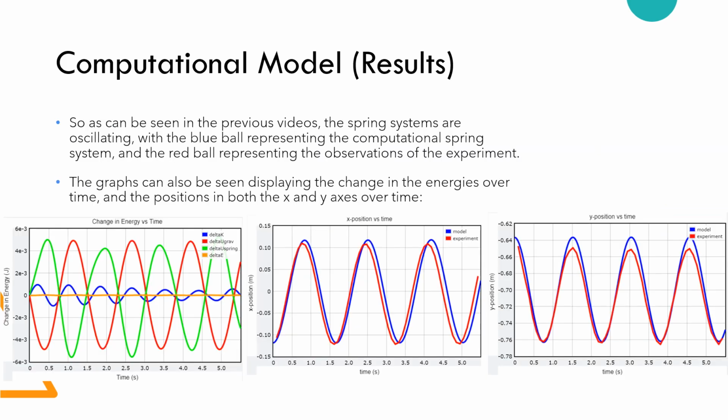So as can be seen in the previous video, the spring systems are oscillating, with the blue ball representing the computational spring system and the red ball representing the observations of the experiment. The graphs can also be seen displaying the change in the energies over time and the positions in both the x and y axis over time.